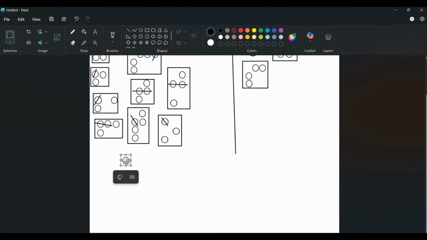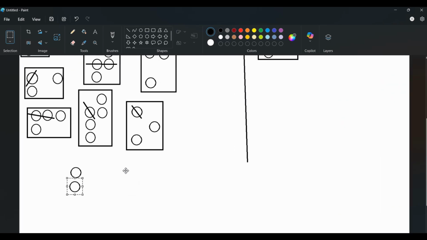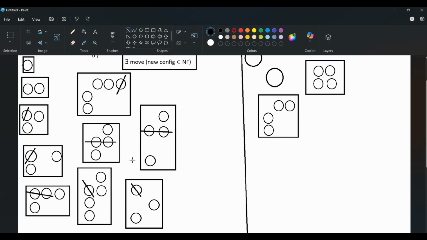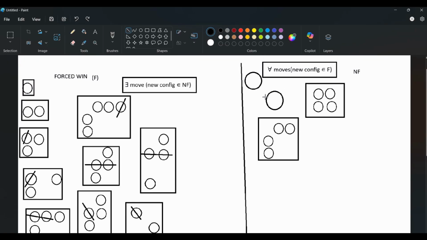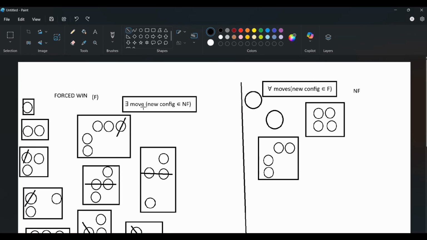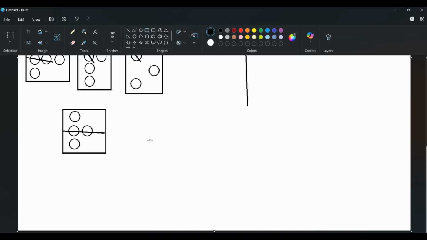Let me draw some other configurations. Okay. So if I remove this, the configuration is an F, similar to this, similar with this. If I remove this, the configuration is in NF. So there exists a move such that my new configuration belongs to NF, so it would belong to F. I could have removed these two as well. So yeah, there is sometimes more than one strategy to play if you see a specific configuration.